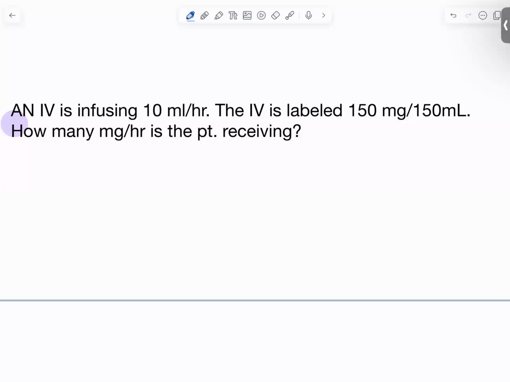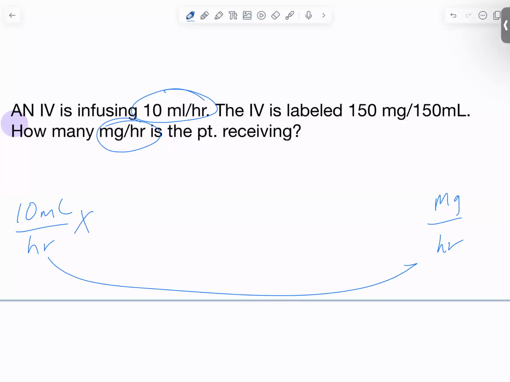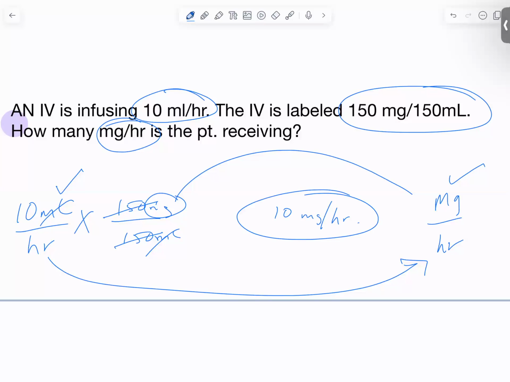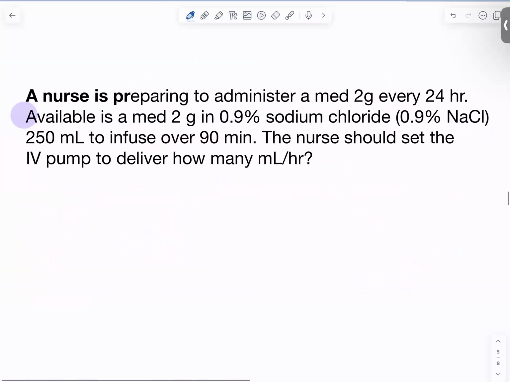Let's do it for the recording. So we're going to start with volume over time because they're asking us milligrams an hour and there's time in it. I'm starting with the order because it's already running 10 milliliters an hour. So I already have hour. So I just got to change milliliter to milligram. I'm going to look for the label. And I got 150 milligrams in 150 milliliters. So I cross off my milliliters. I'm left with milligrams. And remember, you can cross off like numbers as well. And that will leave you 10 milligrams an hour. Beautiful. Let's keep it going.